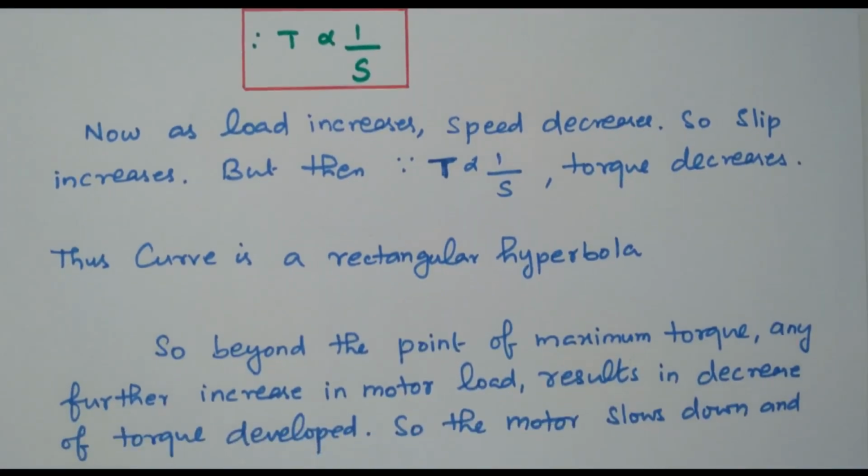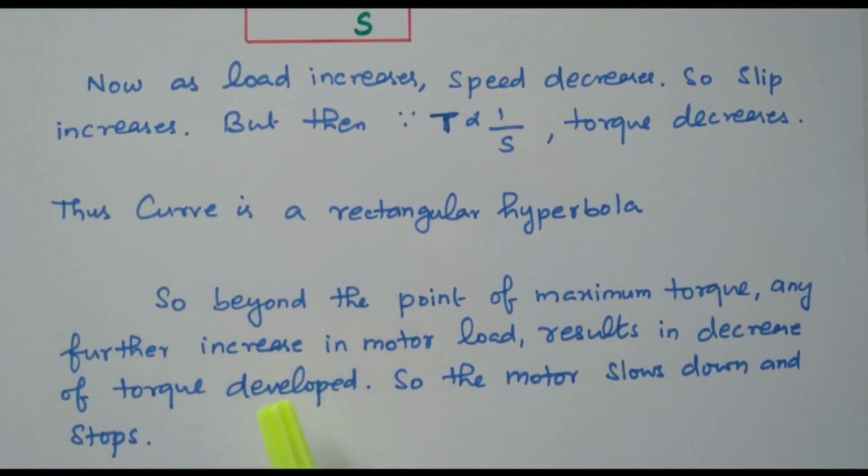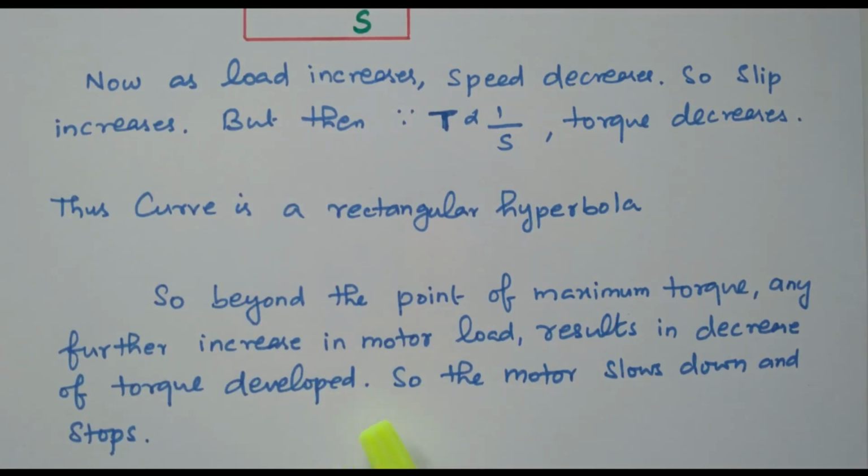Suppose you go beyond the maximum torque and increase the load, what will happen? What is the conclusion? Beyond the point of maximum torque, any further increase in the motor load results in a decrease of torque developed. The torque will decrease, so the motor speed will slowly slow down and the motor will stop. From that it is clear that we can load up to maximum torque, T max, at S equal to S m. Beyond that, the torque will decrease. So, we need to identify the maximum torque value. Up to that, we can load the 3-phase induction motor.